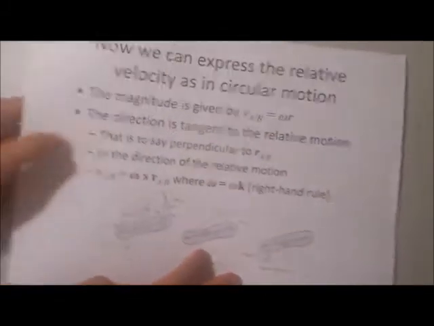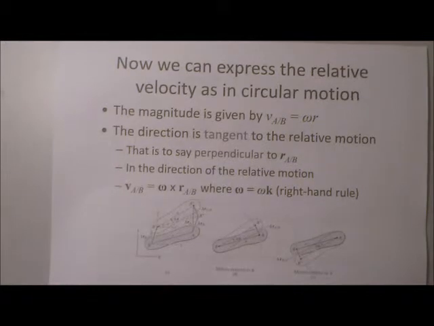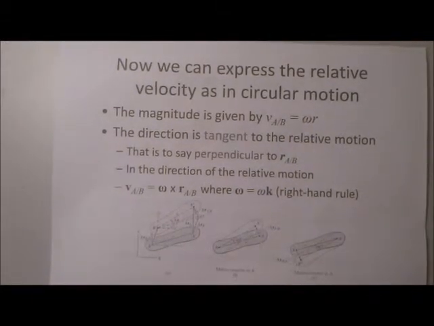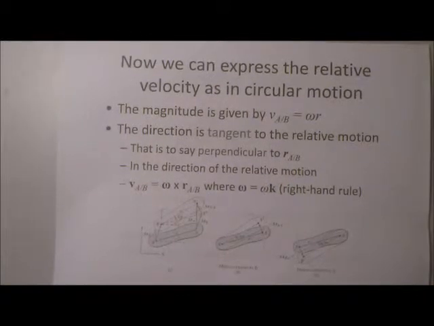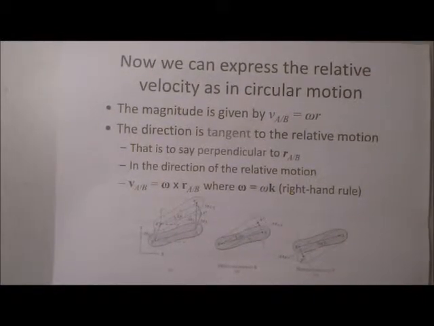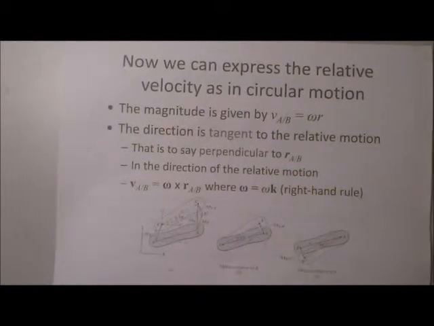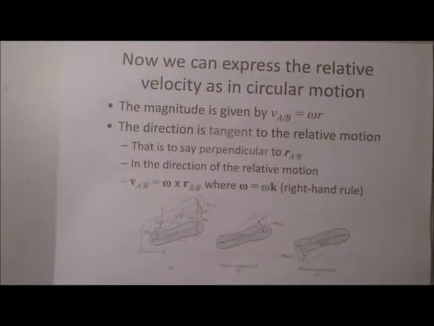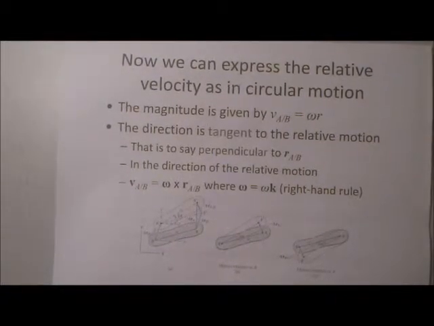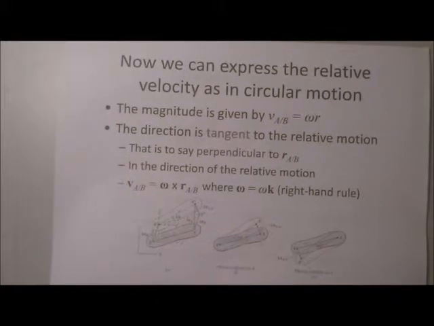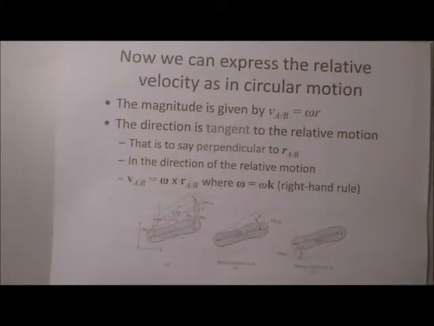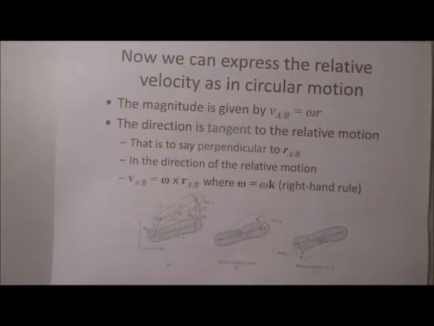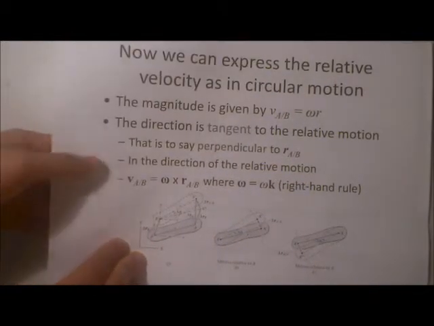Now we can express the relative velocity as in circular motion. The magnitude is given by VA relative to B equals omega r. The direction is tangent to the relative motion, that is to say perpendicular to rA relative to B, in the direction of the relative motion. So therefore VA relative to B is equal to omega times the distance A relative to B.